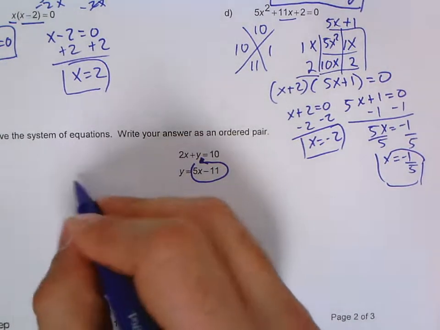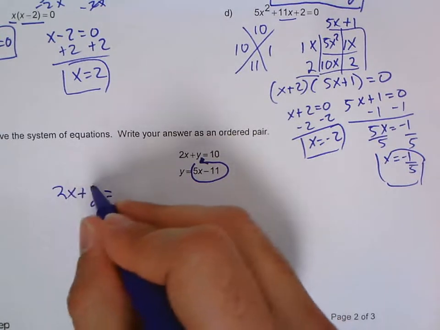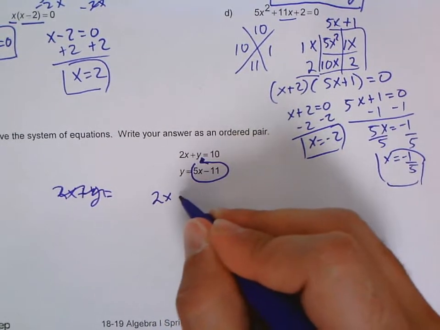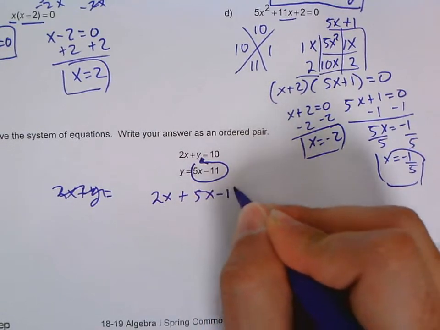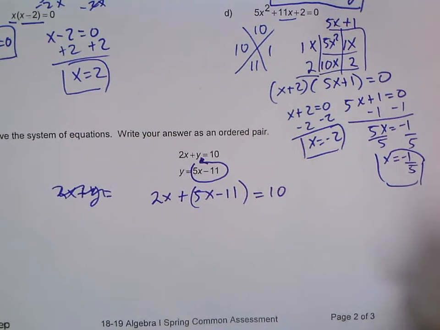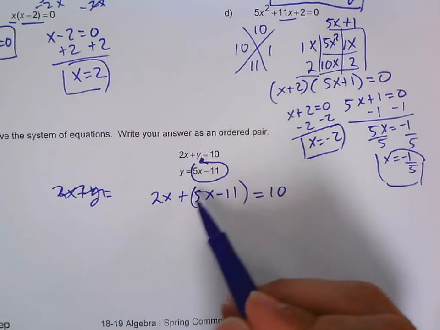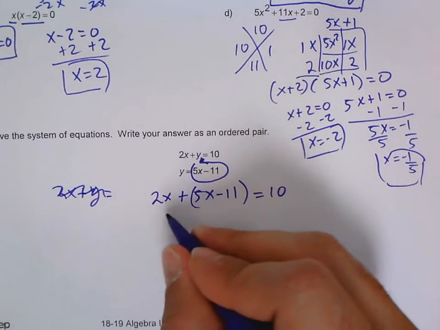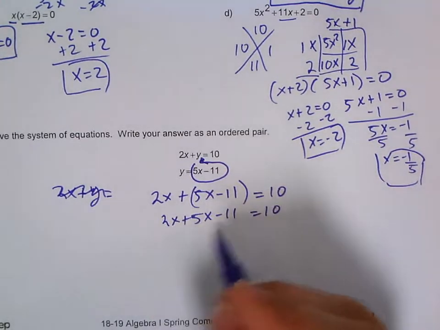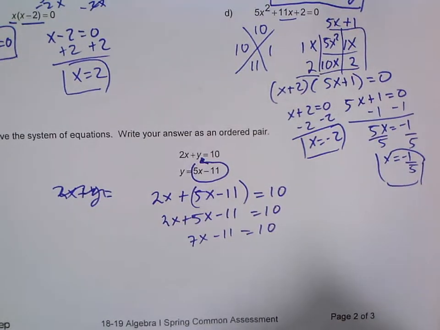So when I write this down, I get 2x plus y. I'm sorry, it's no longer y. Actually, y is 5x minus 11. So it's 2x plus 5x minus 11. I'm going to put that in a parenthesis, equals 10. Now let's combine like terms. There's nothing that I have to distribute, so the parentheses go away, and that leaves me with 2x plus 5x minus 11 is equal to 10. Combine like terms, that is 7x minus 11 equals 10.